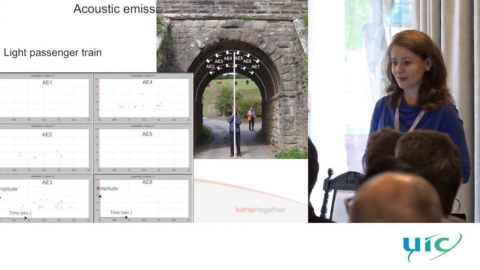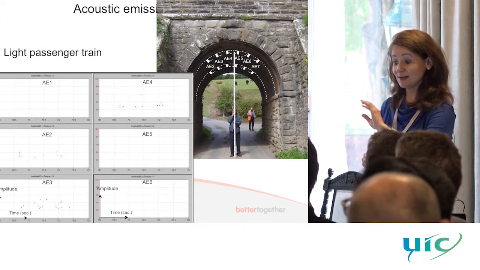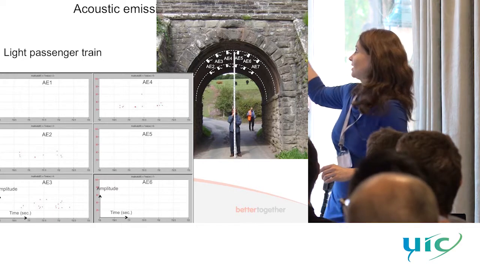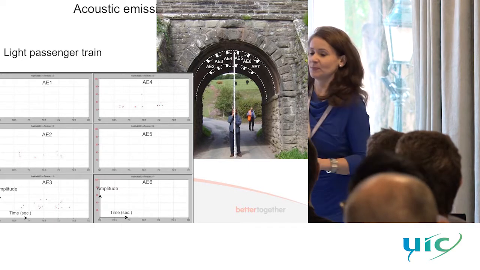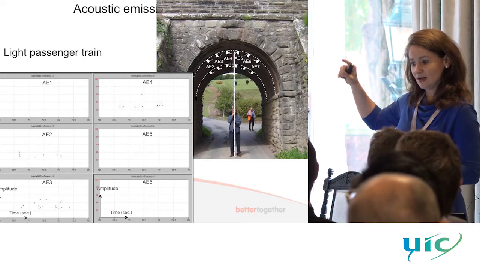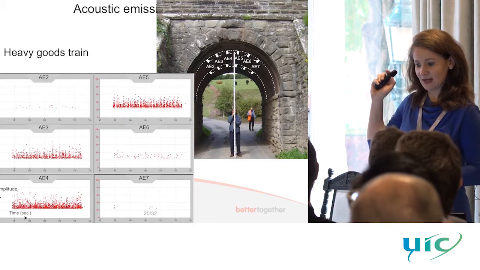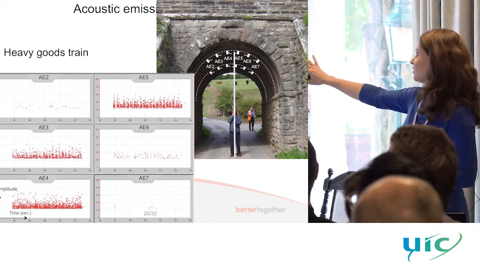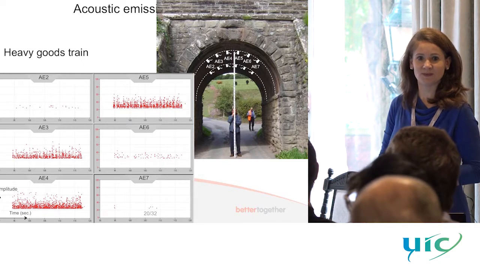Another example, the system was put on a railway bridge just under the railway line by 6 or 8 gauges. Six of them are shown, 1 to 6. This is under light traffic, a light passenger train. You can't see very much.